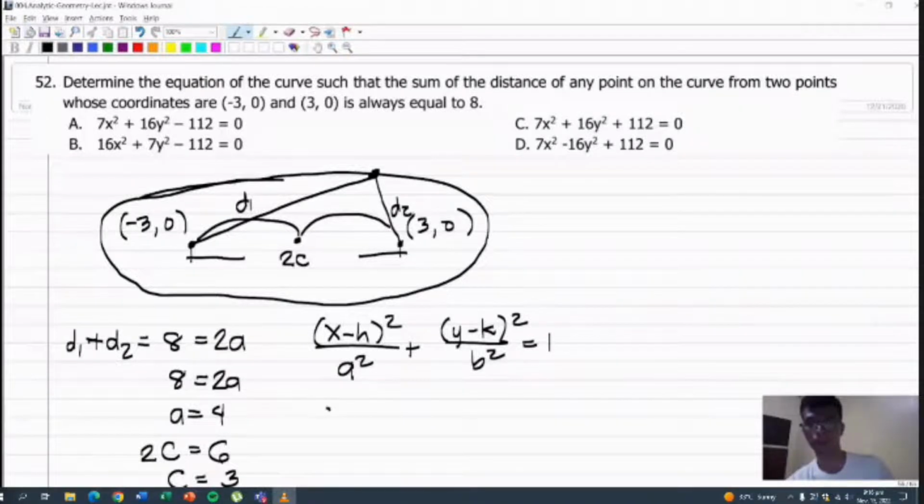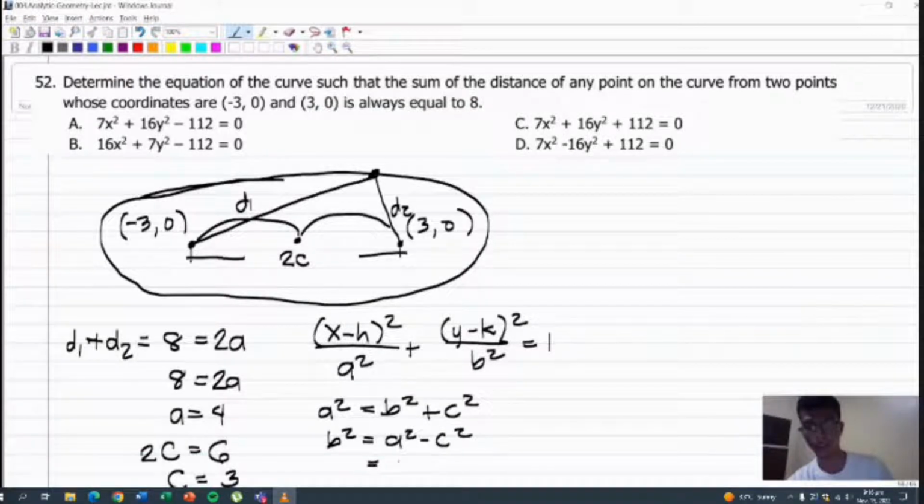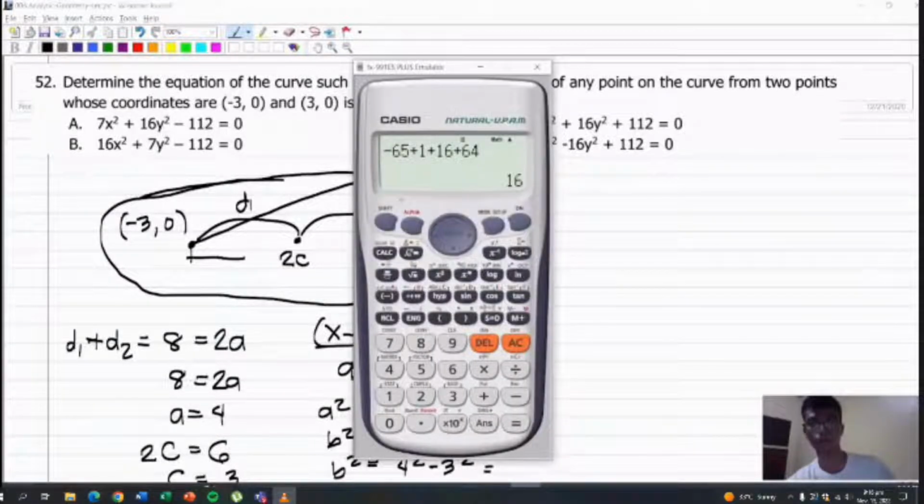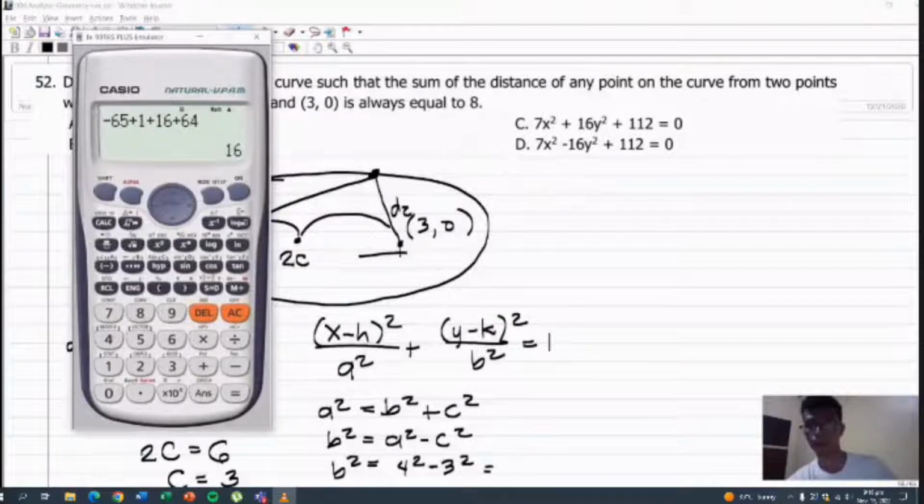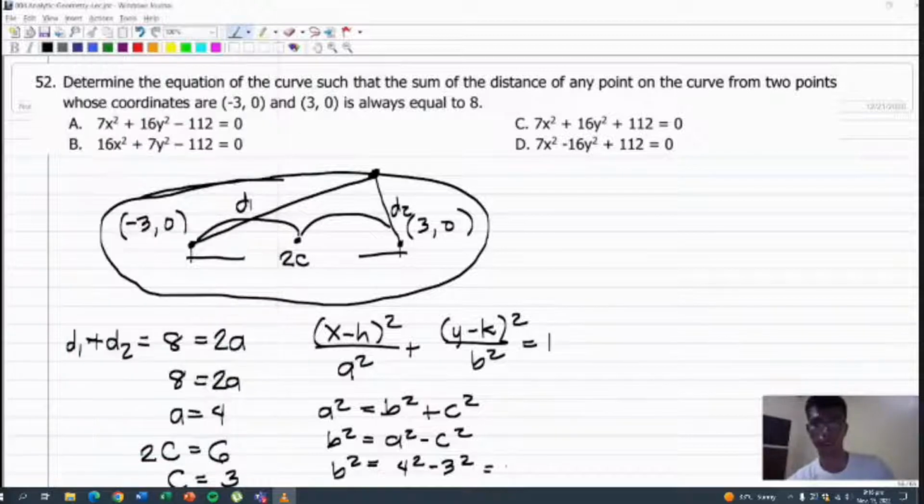And meron tayong Pythagorean theorem, a square is equal to b square plus c square. Huwag natin kakalimutan to sa ellipse, kasi mag-iiba to kapag naging hyperbola. So solving for b square, that will be a square minus c square. And that is 16, or sabihin na lang natin na 4 square minus 3 square. So the b square is 7.